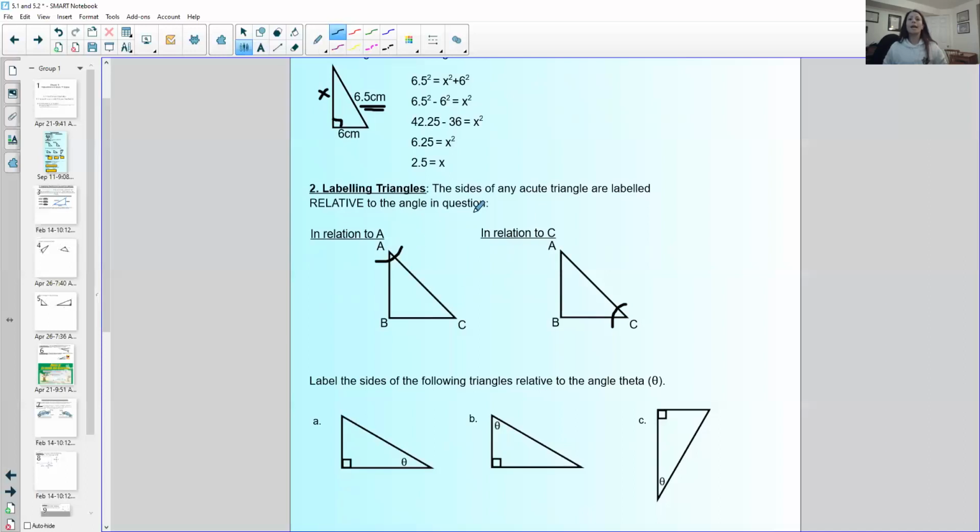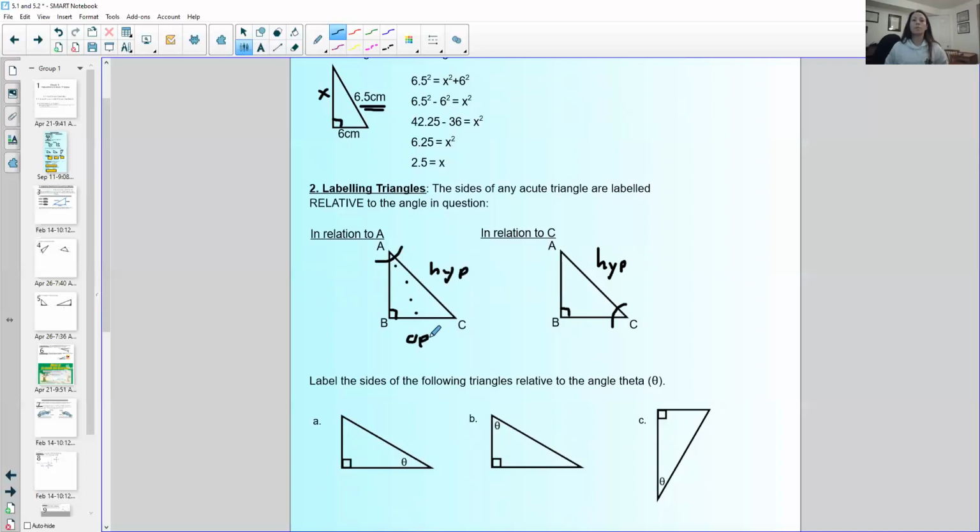So when I label everything, the first thing you need to do is figure out what angle you're looking at or dealing with, okay? We never deal with the 90-degree one. We just assume it's there, and we know that the side across from it is always your hypotenuse, okay? So let's go back to our first one here, where I am labeling angle A. Look at your two sides. The longest side is your hypotenuse. The side that is across from your angle that you're interested in is opposite to your angle, okay?